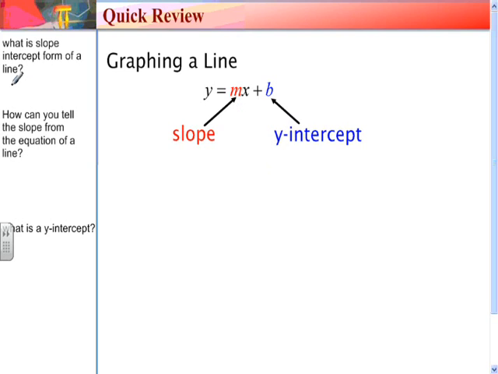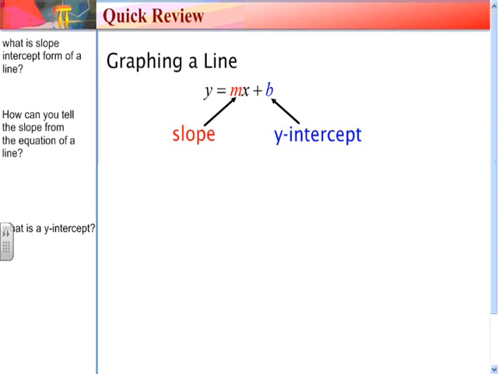So let's look at our questions on the left here that I want you to know. What is the slope-intercept form of a line? Y equals mx plus b. How can you tell the slope from the equation of a line? Well, you're going to be looking for the coefficient of x. What you're multiplying x by will be the slope. And my last question, of course, is what is a y-intercept? Well, that's where your line crosses the y-axis.